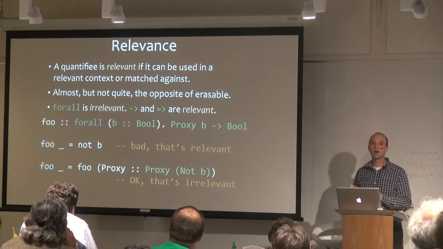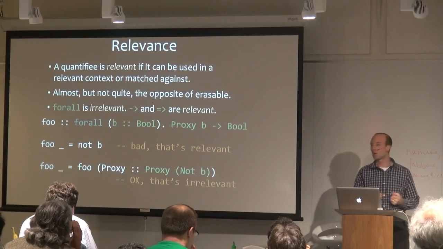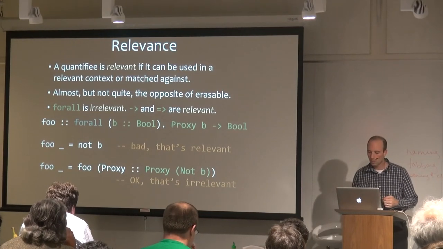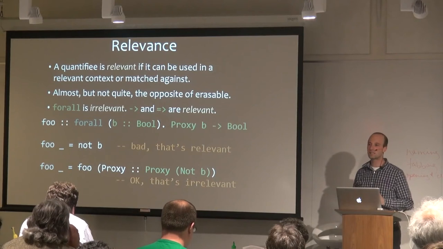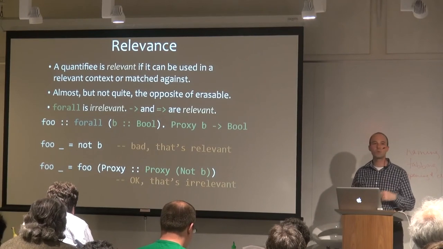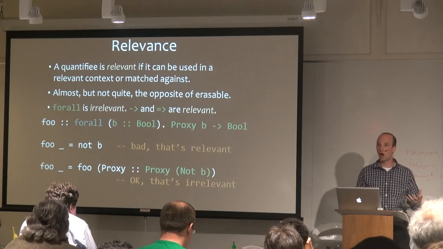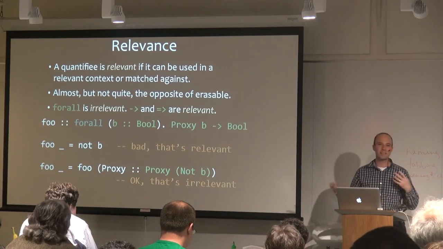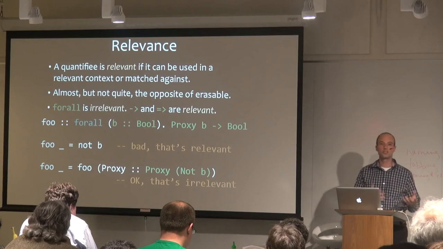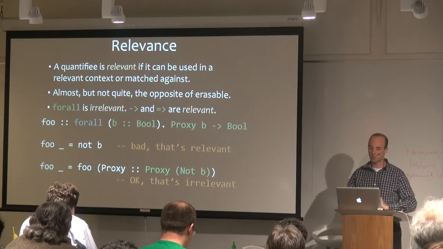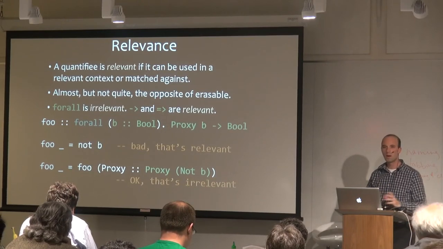Whereas with the arrows, you can always use an arrow-bound argument later. The reason I say it's not exactly the same thing as erasability is because we want this idea of relevance also in types. Because all types are erasable, it doesn't make sense to talk about erasability in types. So it's slightly different from erasability, but in terms, it's the same.